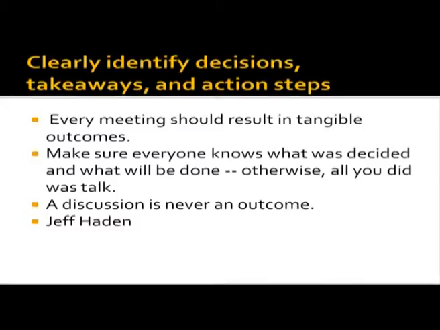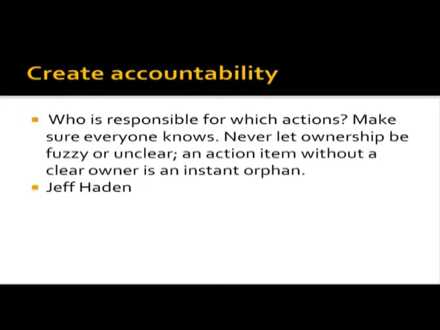Now clearly identify decisions, takeaways, and action steps. Every meeting should result in tangible outcomes. Make sure that everyone knows what was decided and what will be done. Otherwise, all you did was talk. A discussion is never an outcome. So create accountability. We must be very clear about who's responsible for which actions. Make sure everyone knows. Never let ownership be fuzzy or unclear. An action item without a clear owner is an instant orphan.